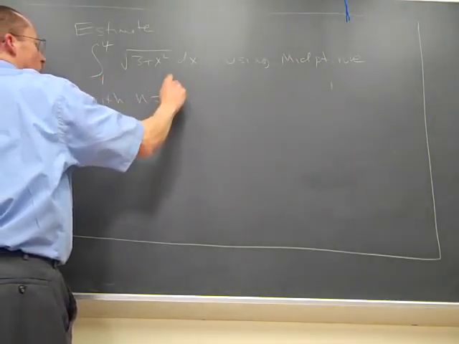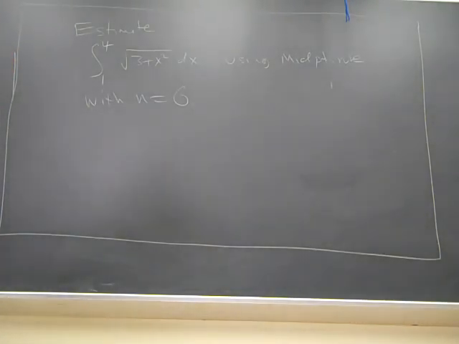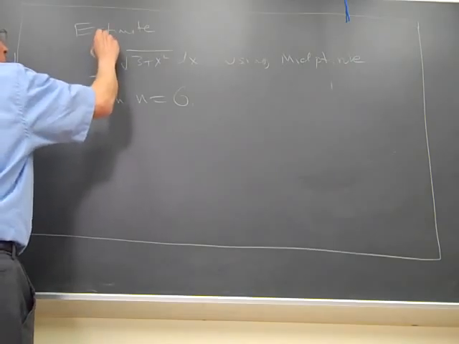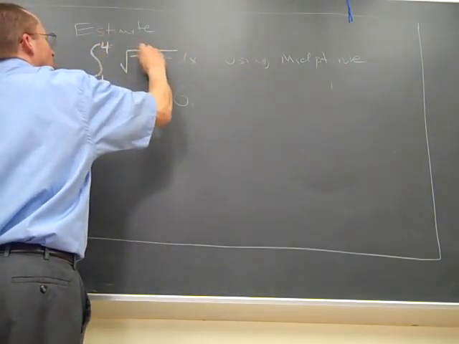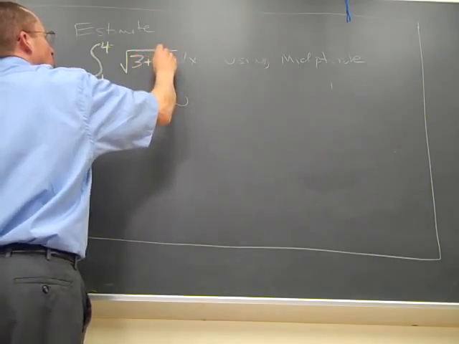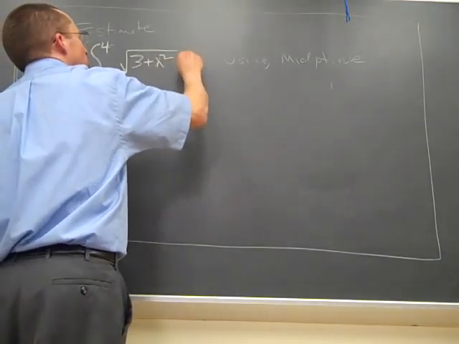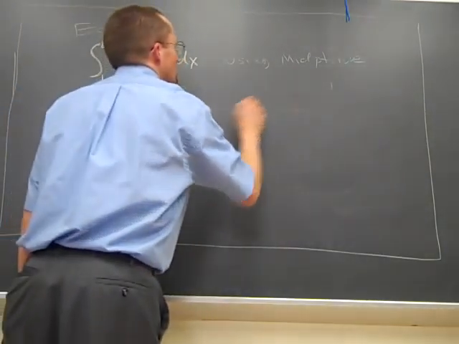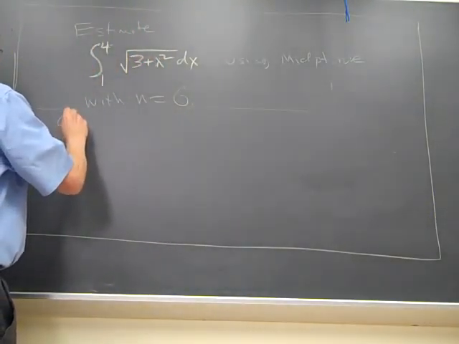with n equals 6. Let me get the better chalk, thicker chalk. This will show up better. See if I can do this right. Okay, so how do we set that up? We need A and B.